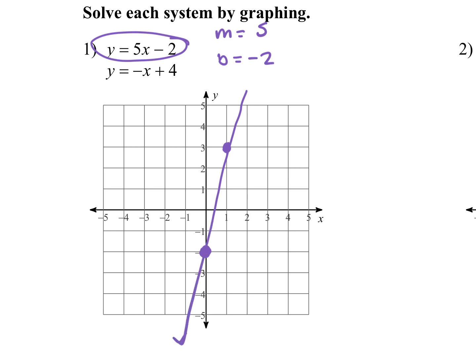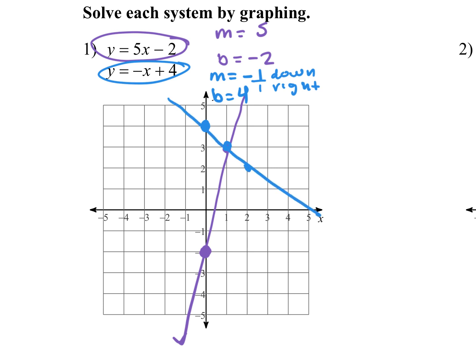Now let's graph our second line. What's our slope in the second line? -1. And what's our y-intercept? 4. So I'm going to put a point at 4. How do I show the slope of -1? Down 1 to the right 1. So down 1 to the right 1, down 1 to the right 1. Connect our points. Now our answer when we solve by graphing is where our two lines intersect.